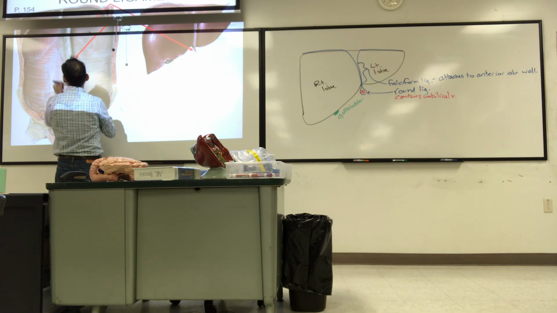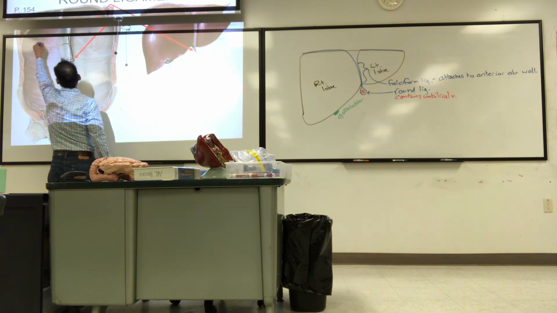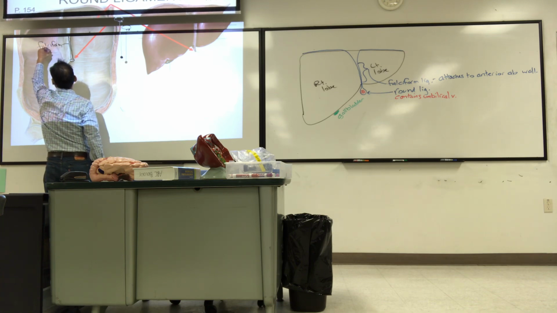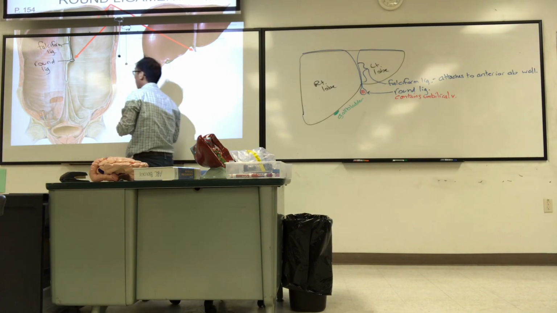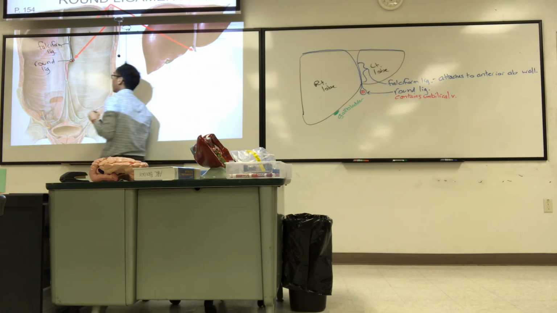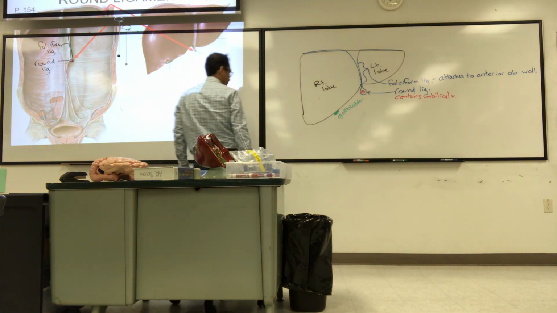So there's the round ligament there. But here's falciform. And then round ligament at the bottom. And it contains the umbilical vein in there. Right? And the umbilical vein goes all the way down there. And it's met by two umbilical arteries that come up to meet it.